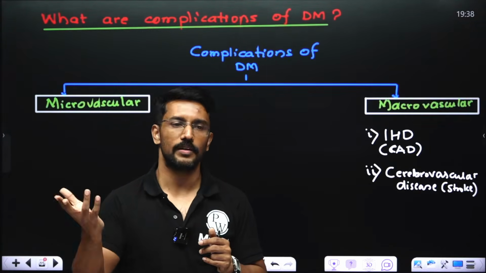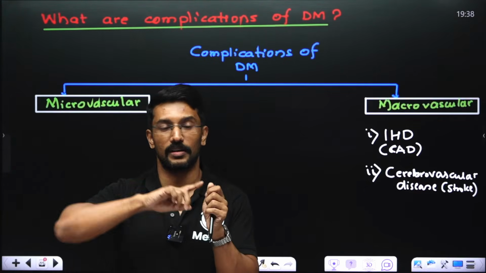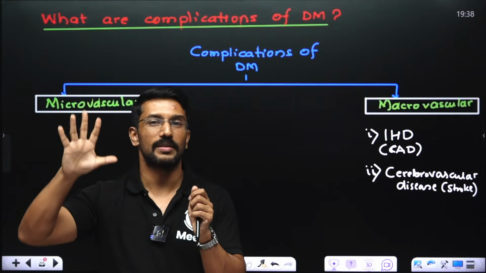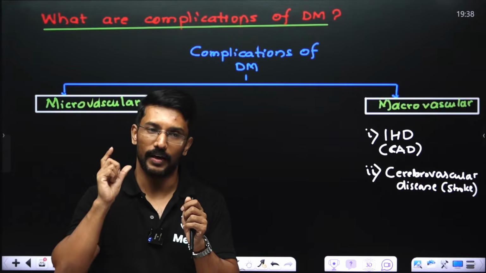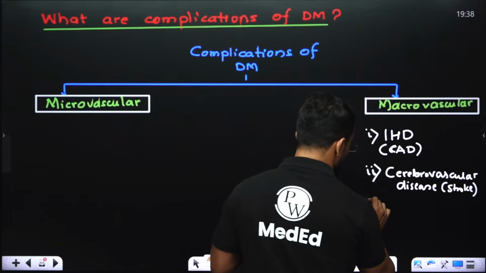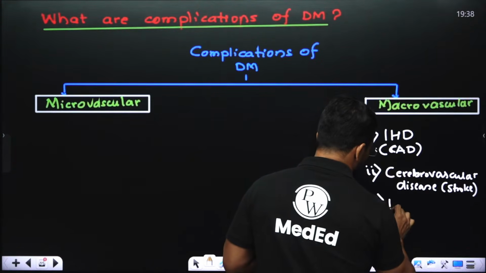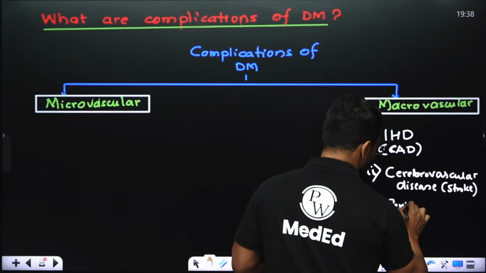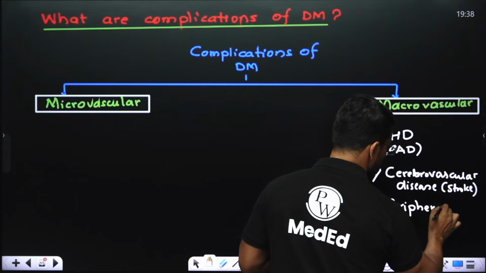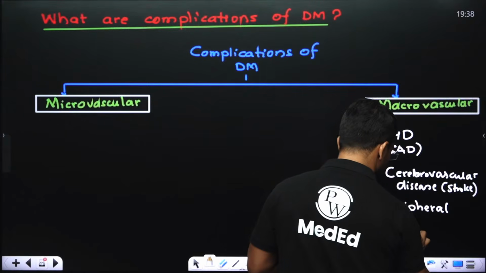And if you go back to stroke, there you come across something called TIA. For the risk of developing stroke after a TIA, we have this ABCD2 score, and one of its components is presence of diabetes. Okay. The third one, peripheral vascular disease. So basically large blood vessels getting occluded because of long-standing diabetes, peripheral vascular disease.